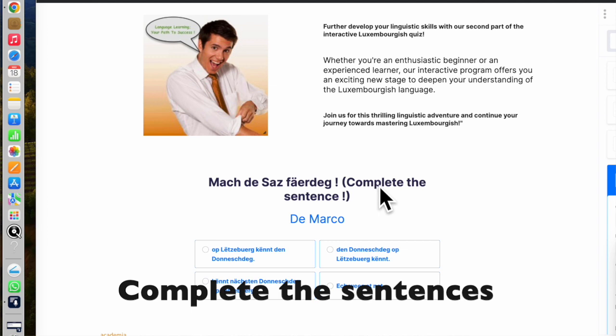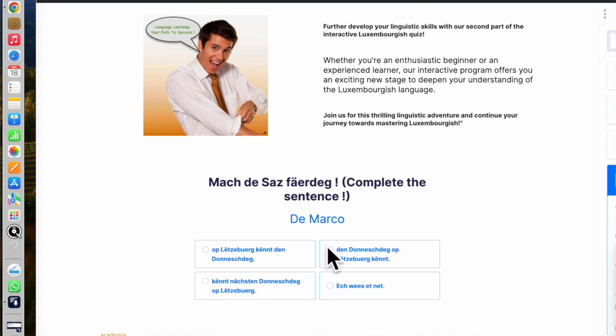In the second part, you will have to complete sentences with the missing words. Read the incomplete sentence carefully and select the most appropriate answer to complete it.